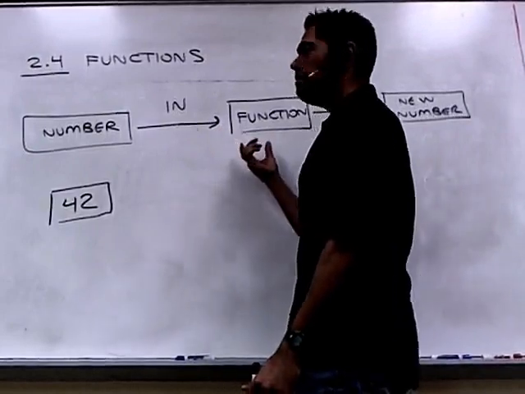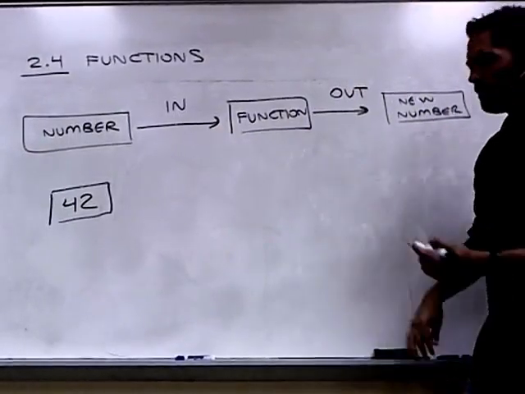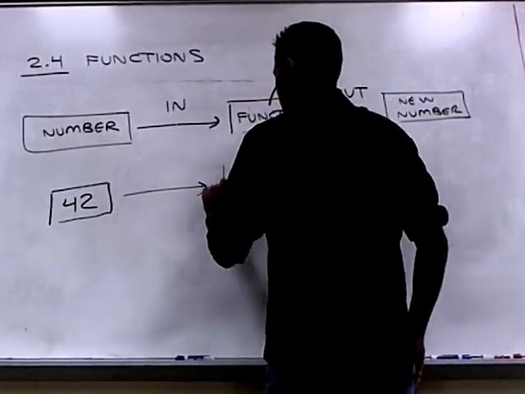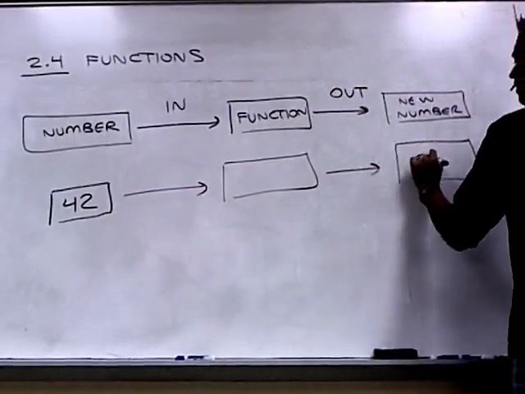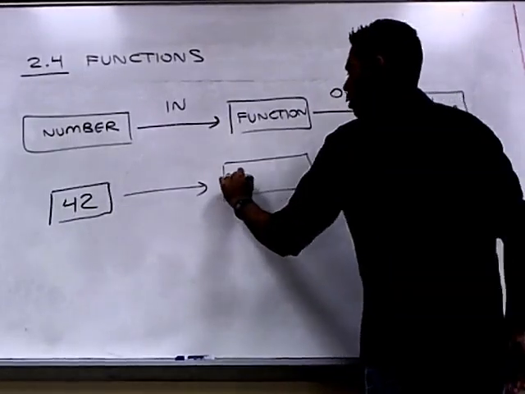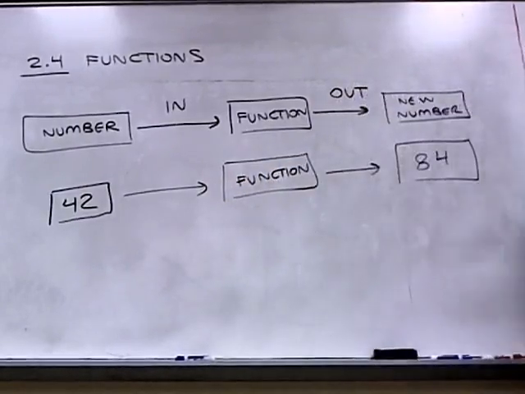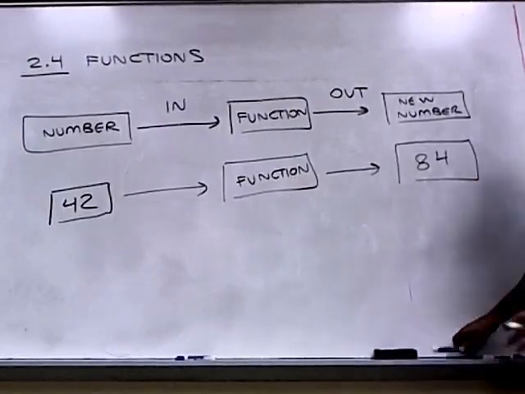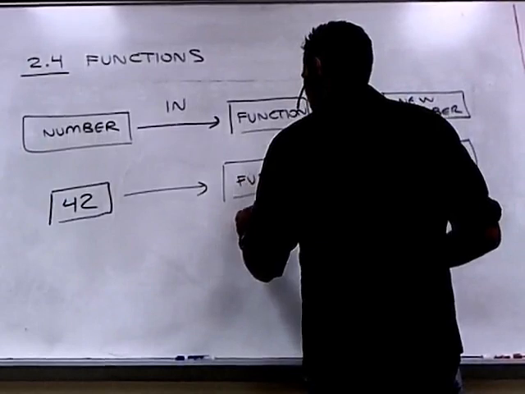You have a number that goes in, something happens to it, something comes out, right? So if I take 42, I send it through some function, and it comes out, and let's say it's 84, what does it look like that function did? Doubled it, right? Is that what had to happen? No. So I could have said this. The function could have been like double it, right?